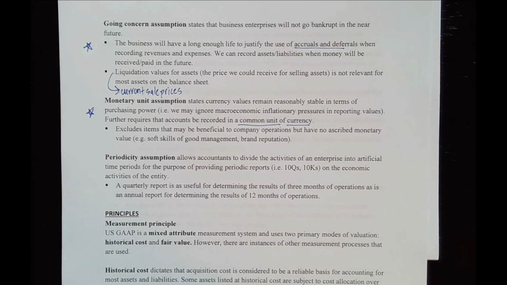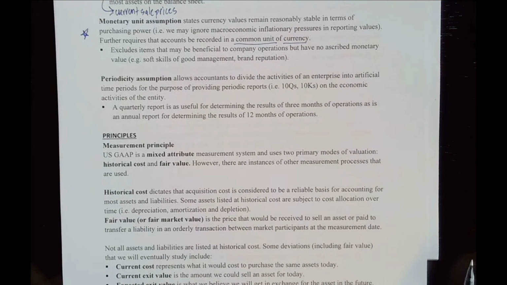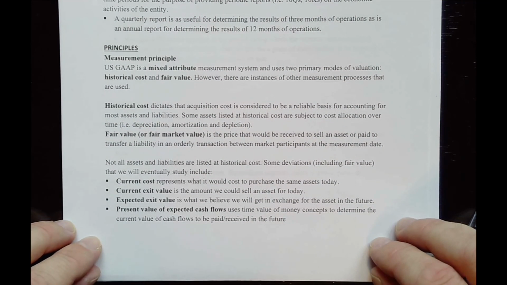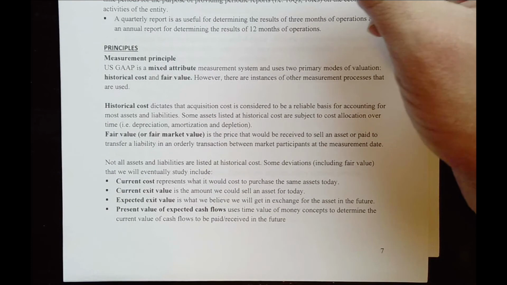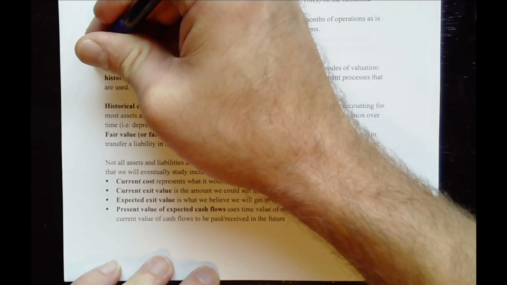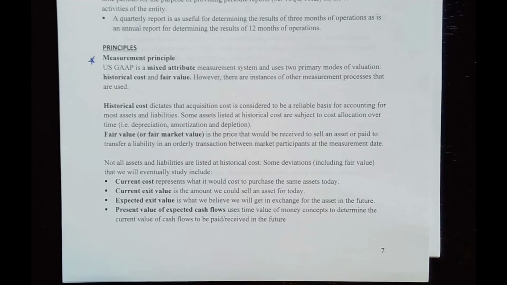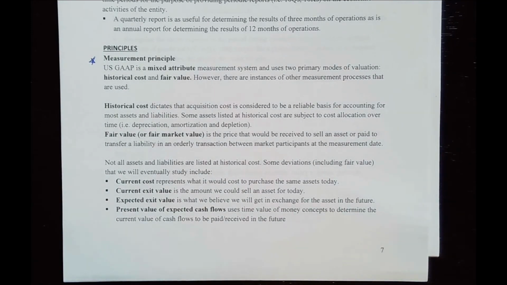The next item that we're going to look at are principles. So the first principle is measurement. This one's a big one as well. And it states that we've got a mixed attribute system. What does that mean? Well, basically we have overriding techniques to measure our asset values, not just asset, our liability values.